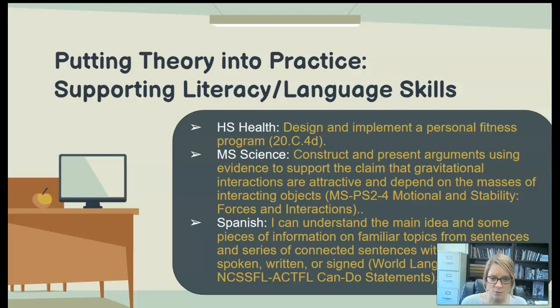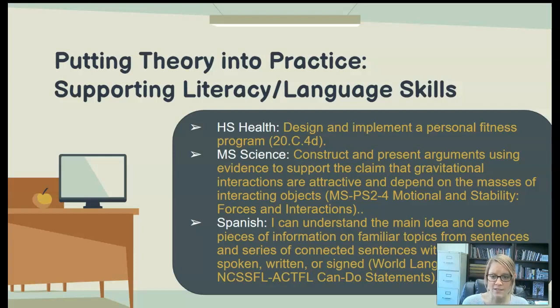So thinking of the same idea with middle school science, our students, as a part of their standards, have to construct and present arguments using evidence to support a claim about gravitational interactions. So for students to really construct and present arguments, some of the supports I'm thinking that they may need is that they're first going to have to be able to read about what these arguments even are.